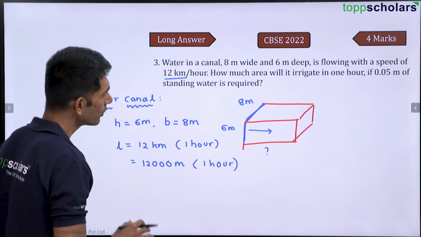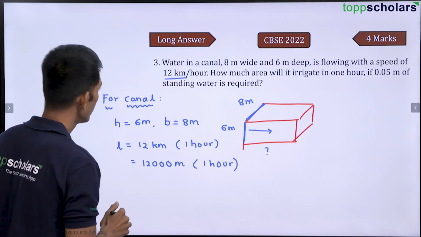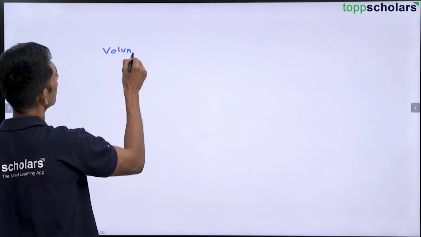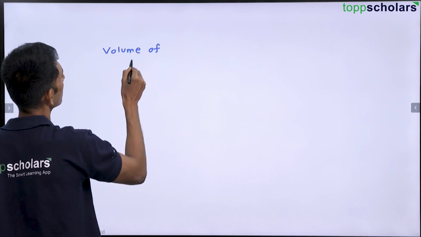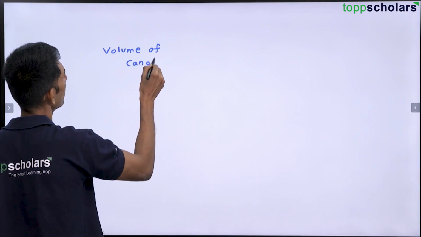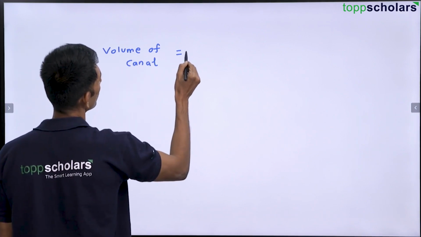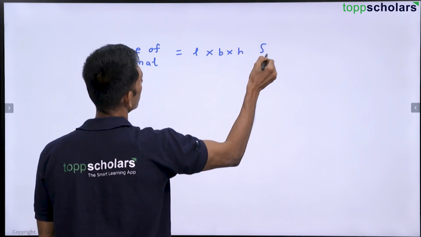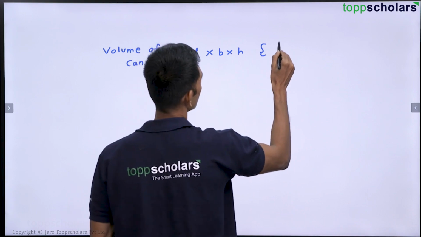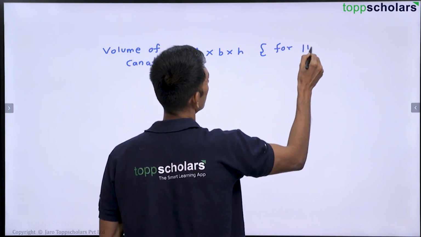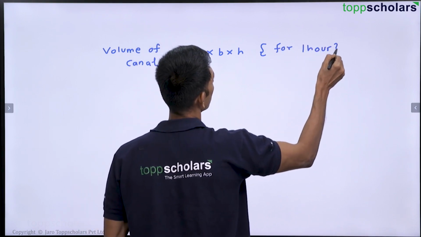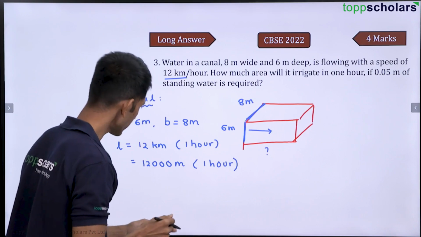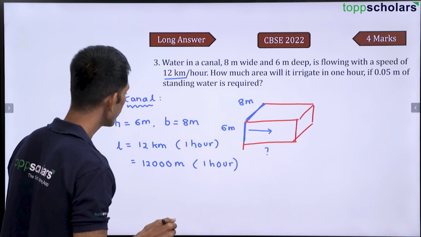So let me find the volume. What will be the volume of the canal? The volume of the canal will be equal to L into B into H. This is for 1 hour. This is the volume for 1 hour, right? That is equal to 6 into 8 into 12,000.